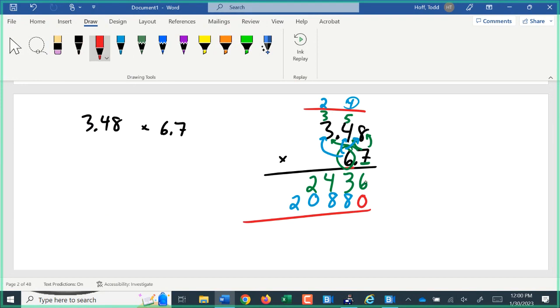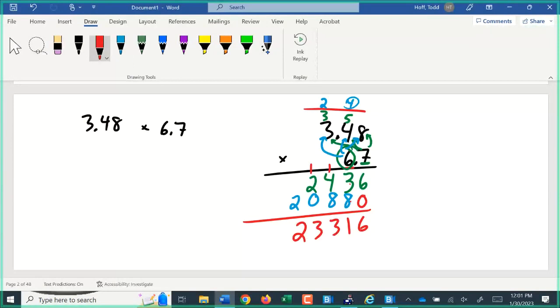And now we can add them up. 6 and 0 is 6. 3 and 8 is 11, so 1, carry the 1. 1 and 4 is 5, plus 8 is 13, so 3, carry the 1. 1, 2, and 0 is 3, and 2. So now it's that time to combine the names.